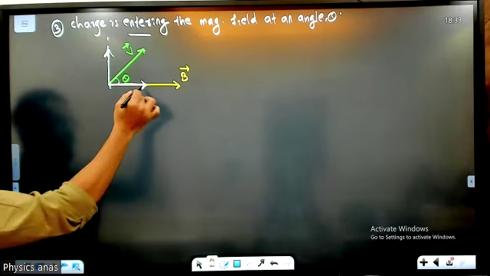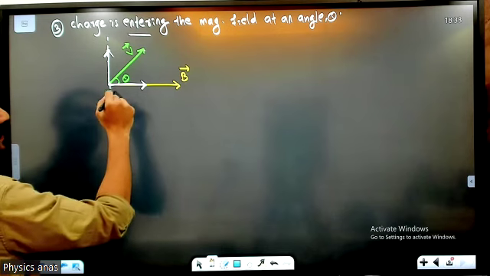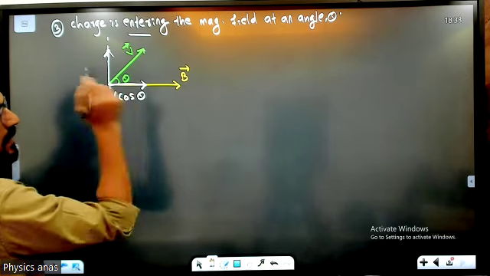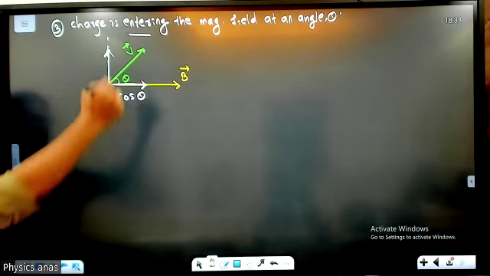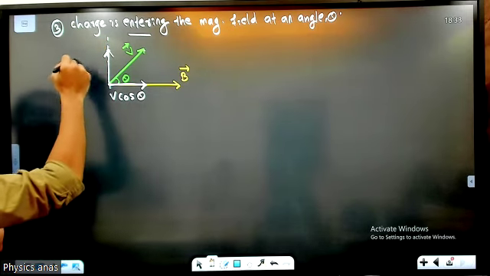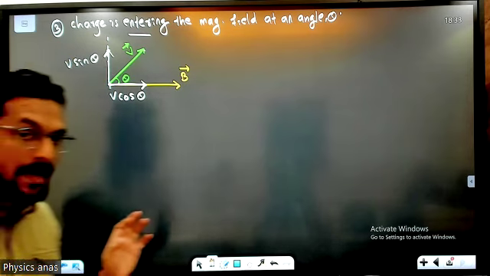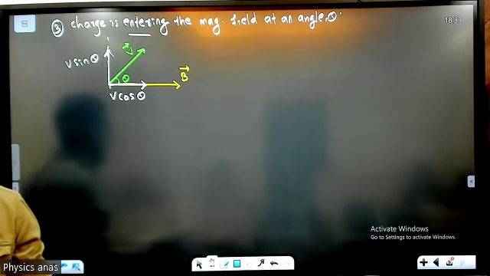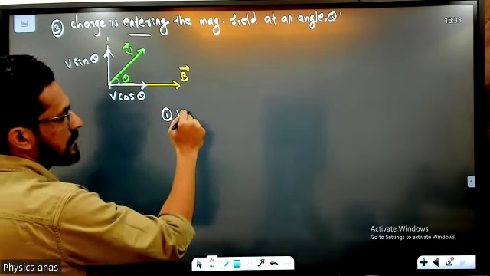What is the component of velocity that is adjacent to theta? Yeah, v cos theta. V cos theta is the component of velocity acting parallel to the magnetic field. What is the component of velocity acting away from theta? V sin theta. So the component perpendicular to the magnetic field will be v sin theta. Okay, so two components are there. The first component is v cos theta.